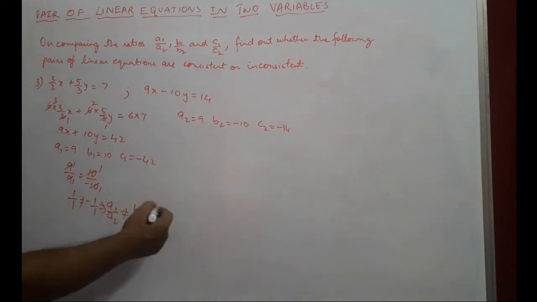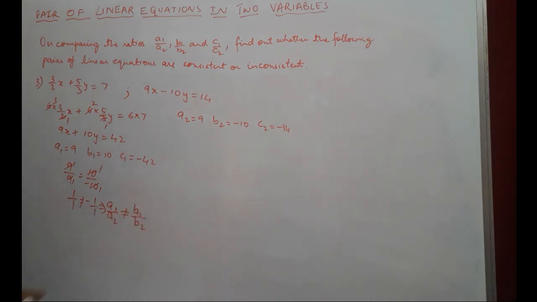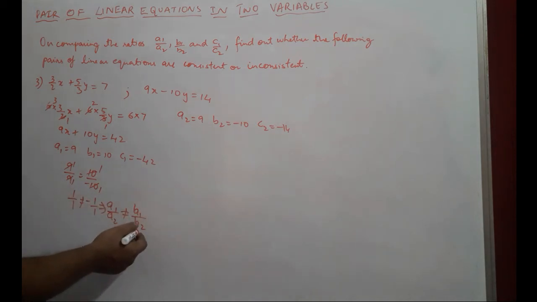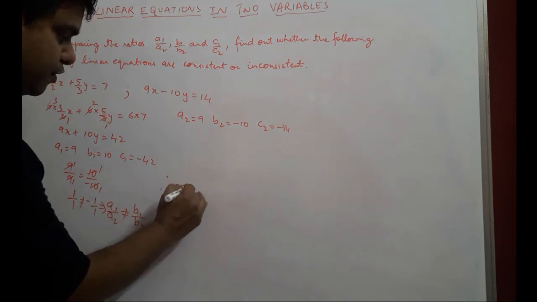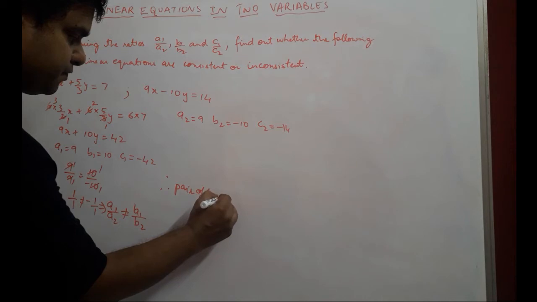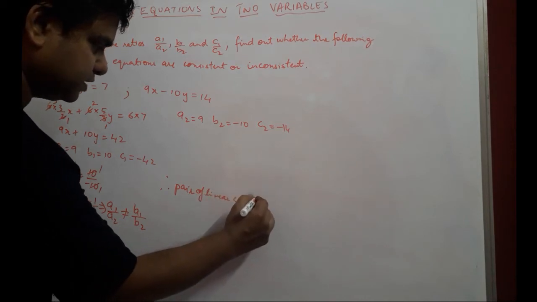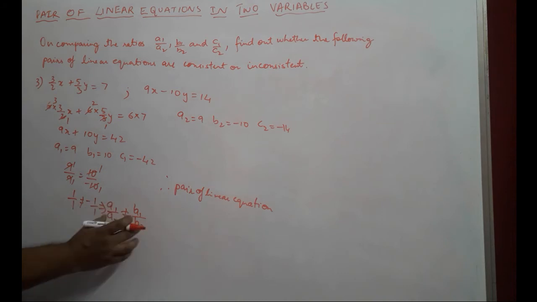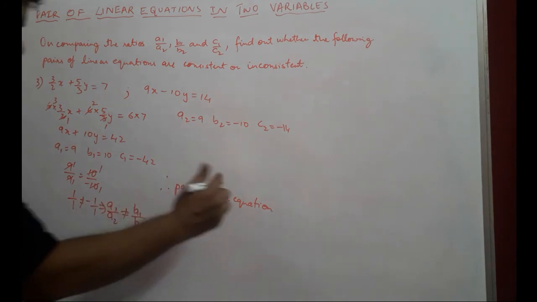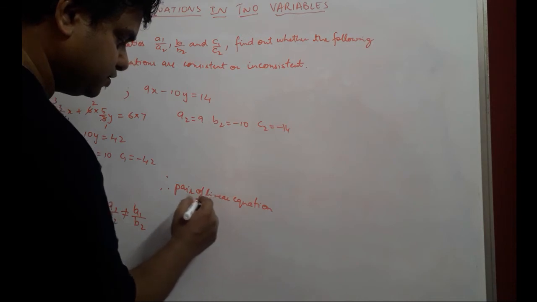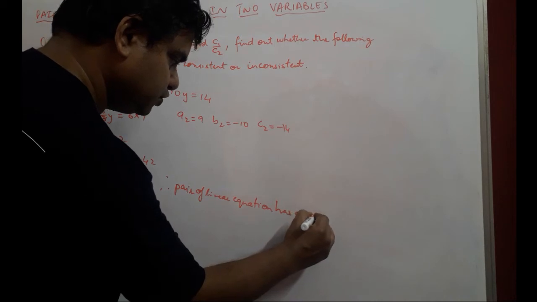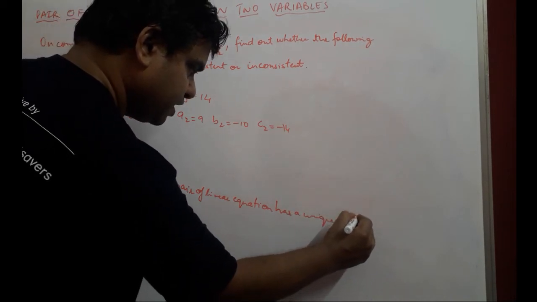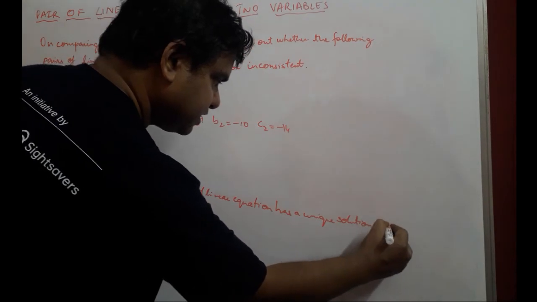You don't have to go further to check whether B1 upon B2 is equal to C1 upon C2. Once you get that A1 upon A2 is not equal to B1 upon B2, stop there, because this will tell you that the pair of linear equations is consistent. Okay, and if you get this condition, it is giving you a unique solution. So the pair of linear equations has a unique solution, and it is consistent.